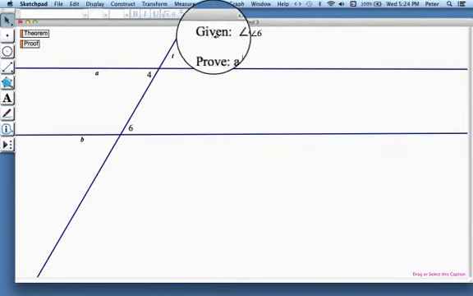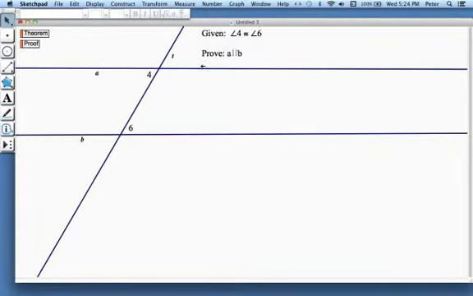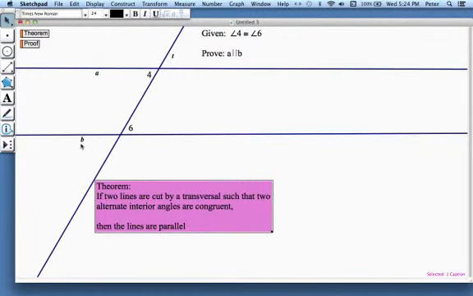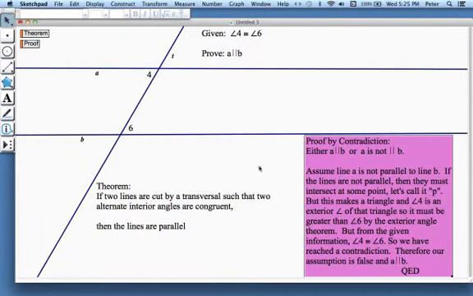This theorem is going to state that if angle 4 is congruent to angle 6, line A will have to be parallel to line B. So this will be the theorem we're trying to prove. If two lines are cut by a transversal such that two alternate interior angles are congruent, then the lines are parallel. And the proof of it is going to be a proof by contradiction. So let's take a look at it.